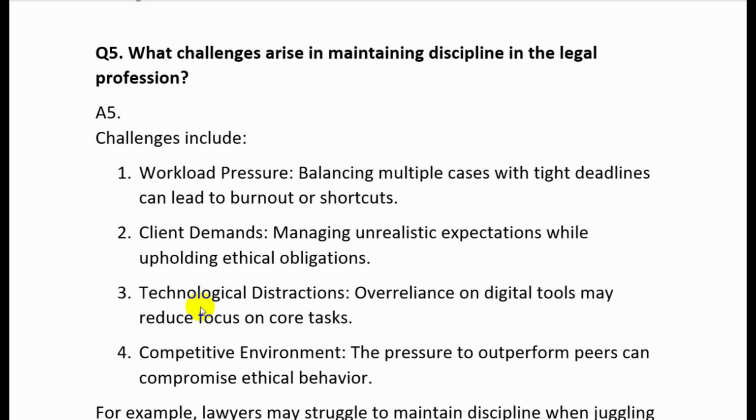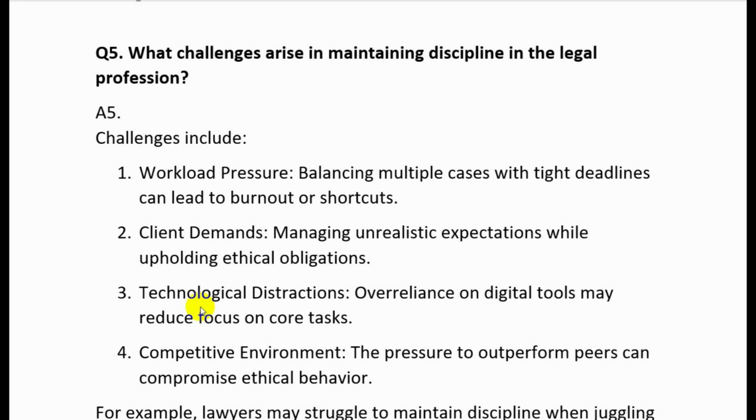Client demands, managing unrealistic expectations while upholding ethical obligations. All clients would want to win, nobody wants to lose, and those expectations have to be balanced out by the advocate.